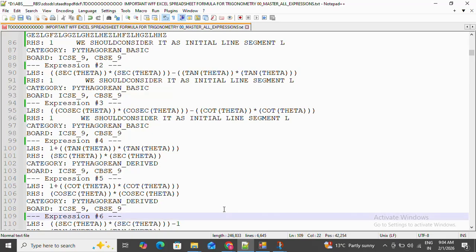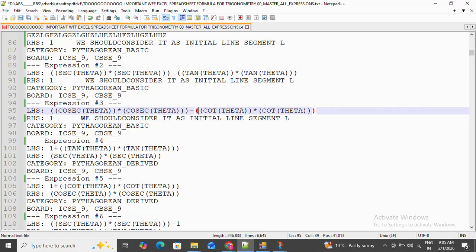Suppose here the trigonometry expression is there, which we can think about as cosec theta star cosec theta minus cot theta star cot theta. It is the bracket balanced way of writing, and this is the art of writing formulas the spreadsheet way. In this way, wherever there is a star and nothing is written before it, that is one star, and one star means the L star. The game should start from the initial line segment. Here the red colored brackets are showing you the bracket balancing conventions.